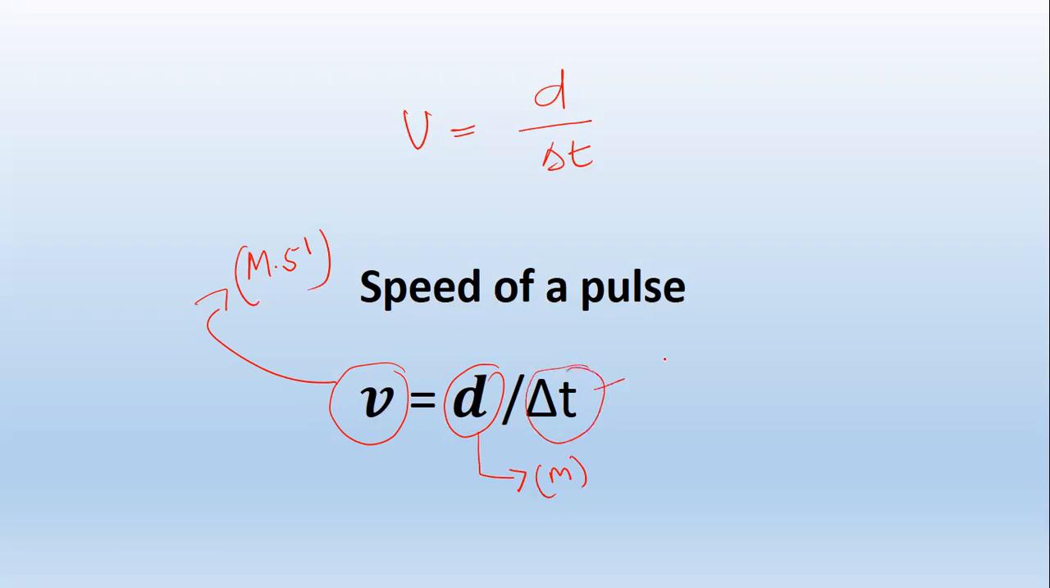Again, when your distance is given in different units other than meters, for example, it's given in kilometers, centimeters, or millimeters, we need to convert that into meters. And then here we have change in time. The units for change in time are seconds. When the time is given in hours or minutes, we convert that into seconds. So this is the formula that we are most definitely going to use when we are calculating the speed of a pulse.